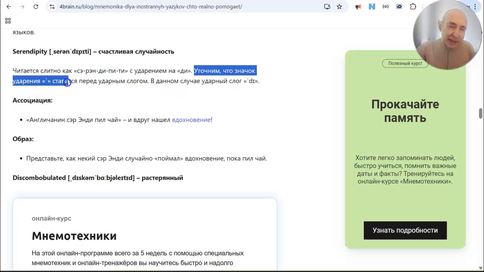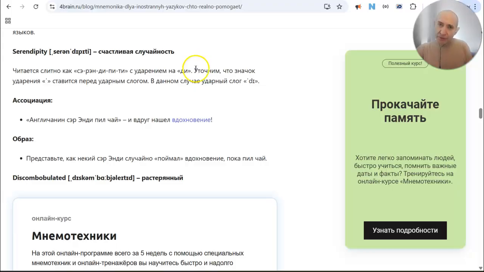Уточним, что значок ударения ставится перед ударным слогом. So, уточним. In Russian, when they say уточним, it's like in English you would say please note. So уточним что, please note that. But уточнить by itself means to make it more precise. Because точно means precisely. So уточнить, make it more precise. So уточним что, please note that.